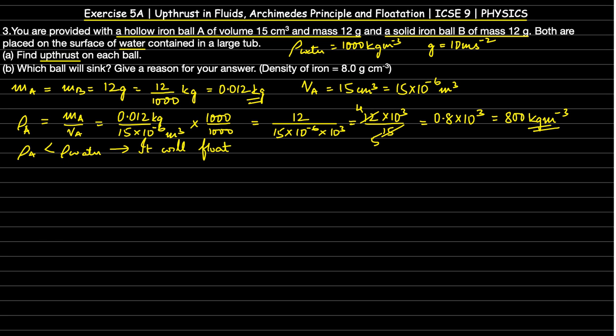So A will float. This is for the ball A. So which ball will sink? Definitely we know this, that B will sink. Since B is a solid ball, the density of B is going to be equal to the density of iron, that is 8 gram per centimeter cube.